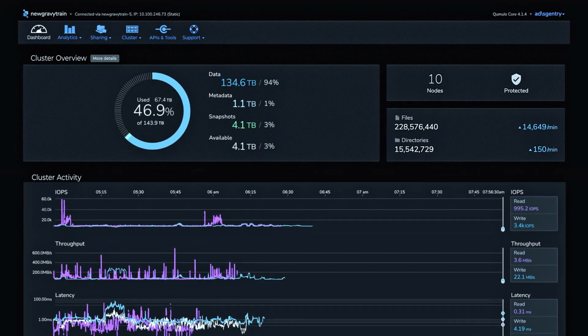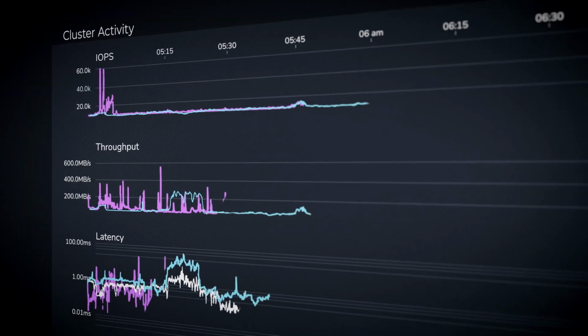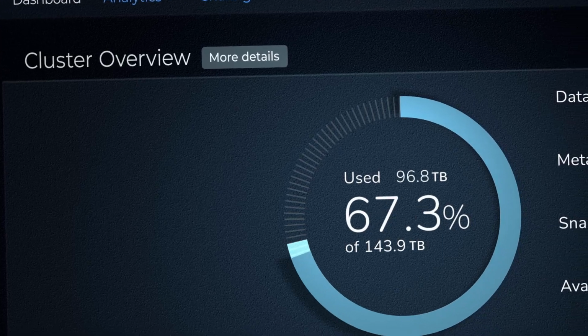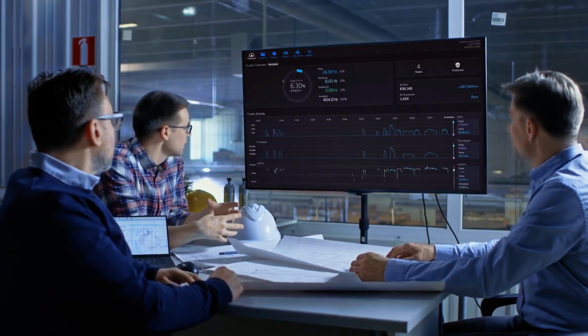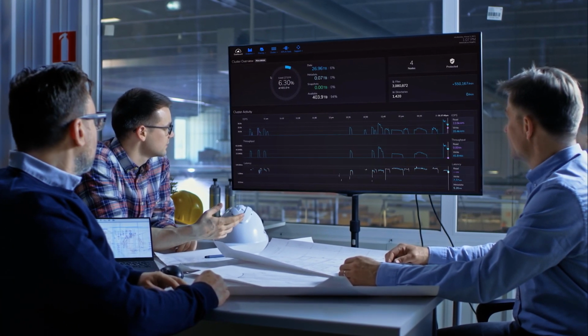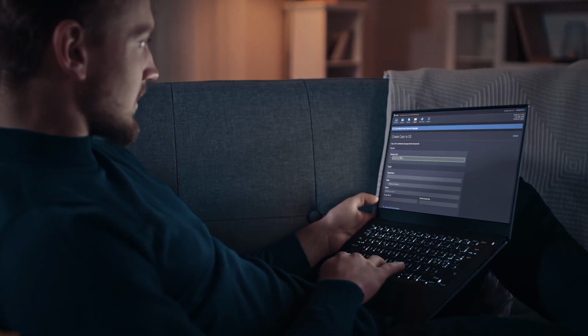This is what Qumulo was made for. We built a unified file data platform to support the entire data lifecycle with powerful data services right out of the box, with no extra cost or setup.